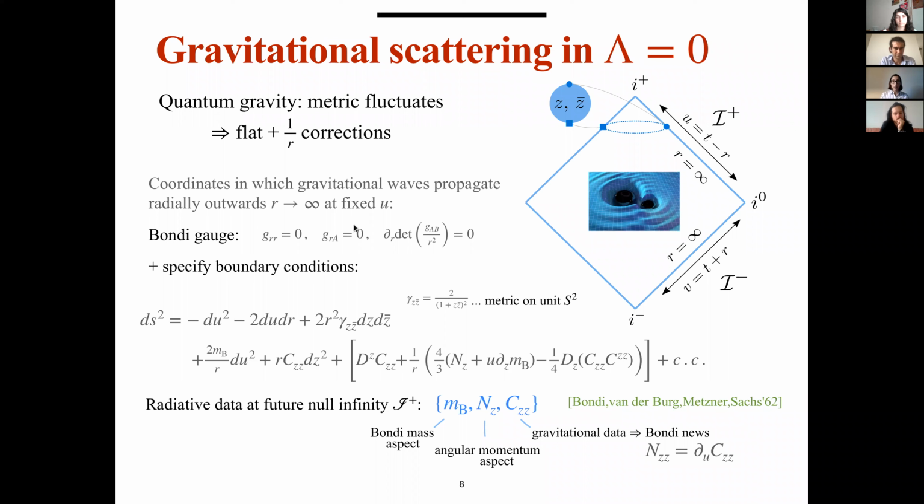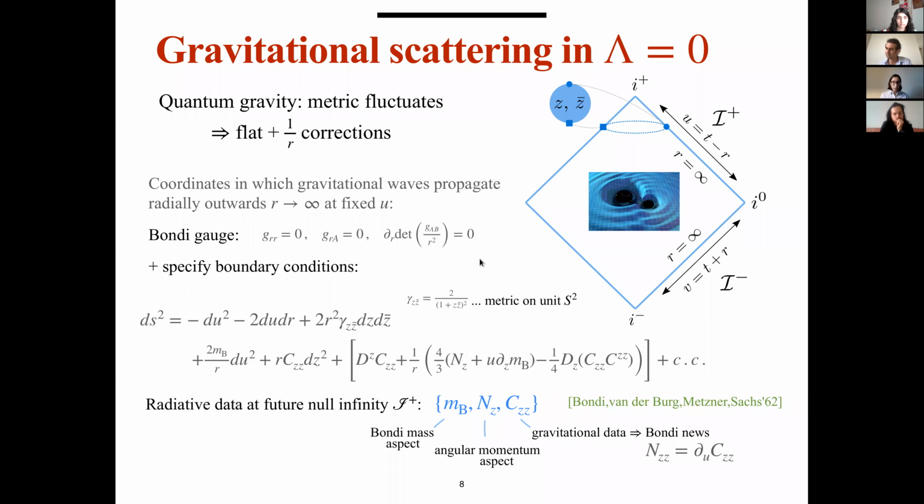So r goes to infinity at fixed retarded time u when we want to reach future null infinity, and similarly if we want to go to past null infinity. Such a coordinate system has been discussed by Bondi, Sachs, and many other people. And they impose certain constraints on the metric coefficients, as shown here.